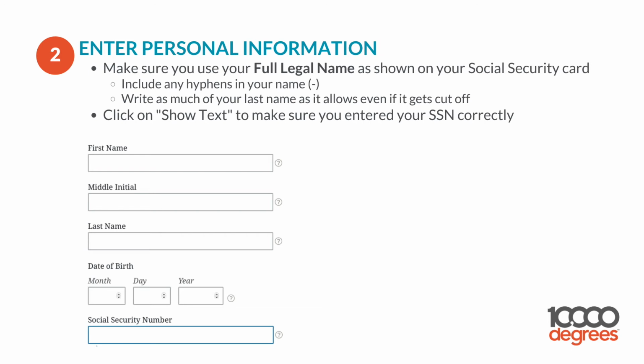Step 2, enter your personal information. Make sure that you use your full legal name as shown on the Social Security card. Include any hyphens in your name. Write as much of your last name as it allows, even if it gets cut off. And click on show text to make sure you entered your Social Security number correctly.